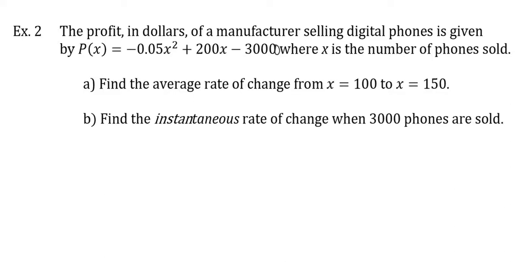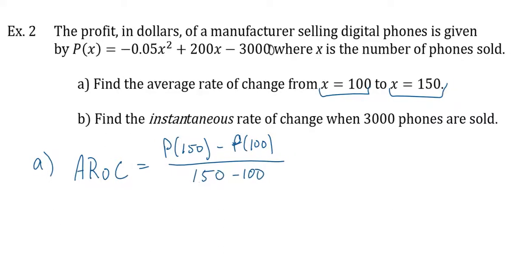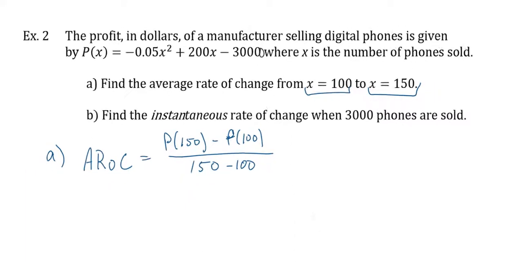All right, so let's do that. What does 100 to 150 mean? X equals 100 to X equals 150. Oh, is that what you mean? Okay. So this is going to be just the slope formula, the average between these two points. So it's going to be P at 150 minus P at 100 over 150 minus 100. So what do we need in order to do this? Well, we need those two values. So go ahead and find those when you're ready.